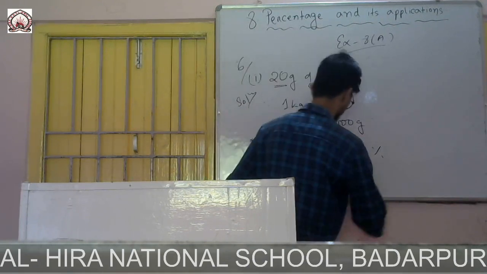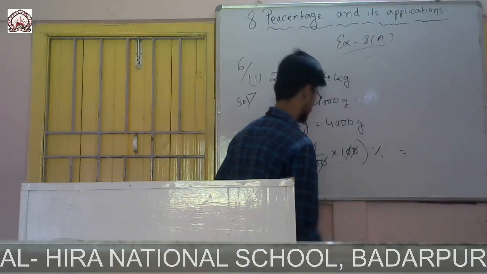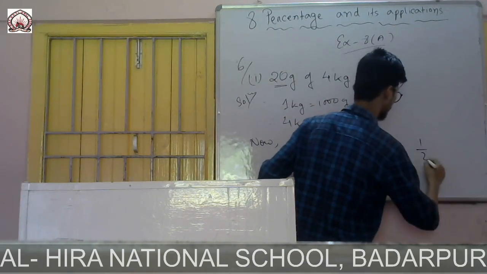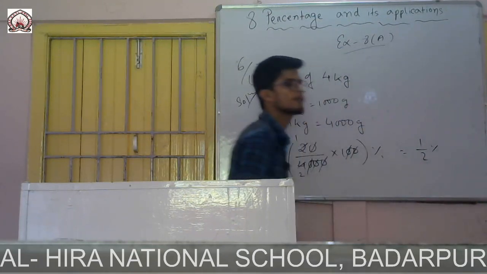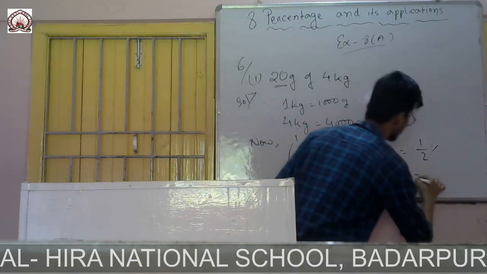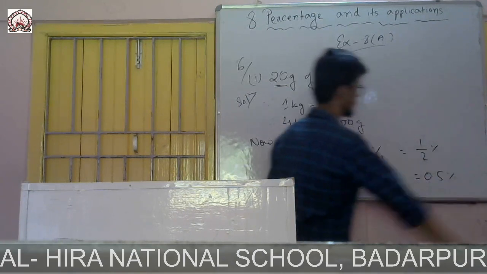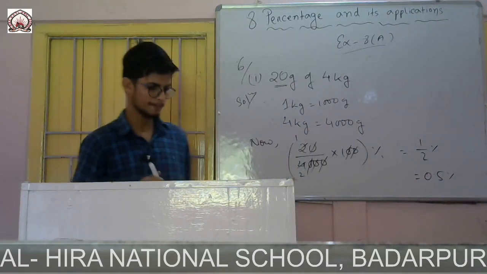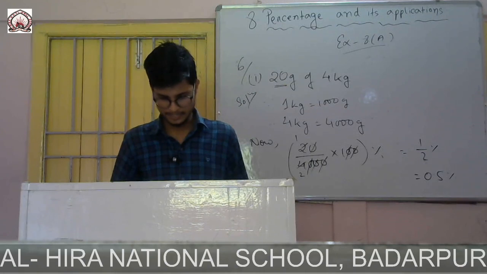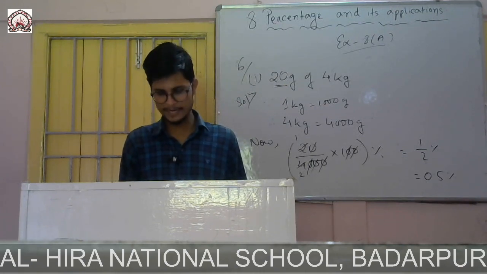So which is equal to, you write it there. There is no space, so I will write here. So 1 by 2%. 1 by 2% means half. If I divide it, the answer will be 0.5%. Answer will be 0.5%. Next one, it is 200 ml of 5 liter.